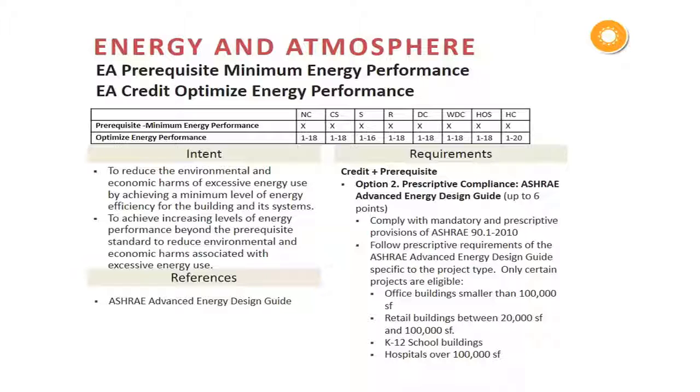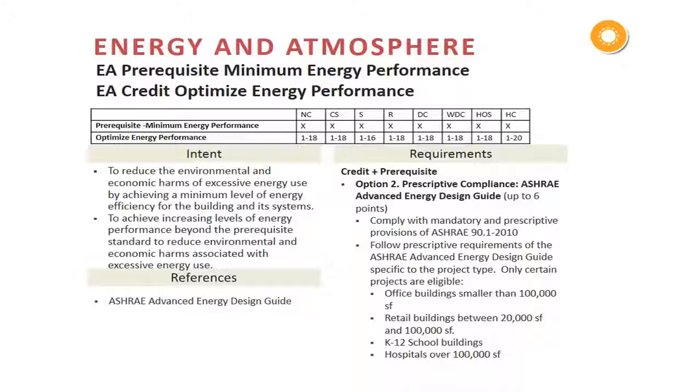This option looks at the ASHRAE Advanced Energy Design Guide series. And there are several different volumes in this series, and they address different building types. So you see here again the same requirement that the project must comply with the mandatory and prescriptive provisions of ASHRAE 90.1 2010. That's universal throughout this credit. But then the second piece here is to follow the prescriptive requirements of these ASHRAE Energy Design Guides that are specific to that project type.